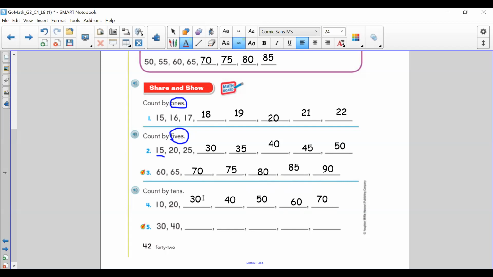We just start right here at 30, 30, 40, we can do it, 50, 60, 70, 80, and 90. So no matter what number we start at, we can always count by ones, fives, and tens.